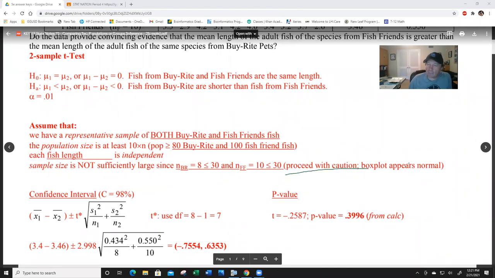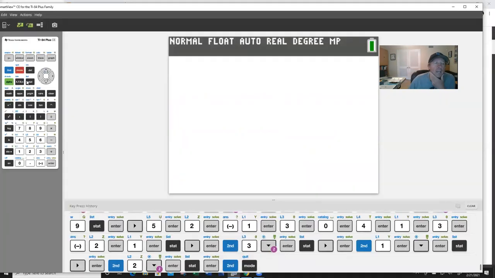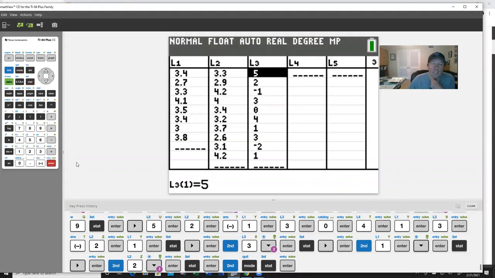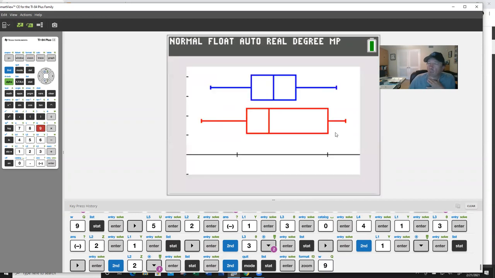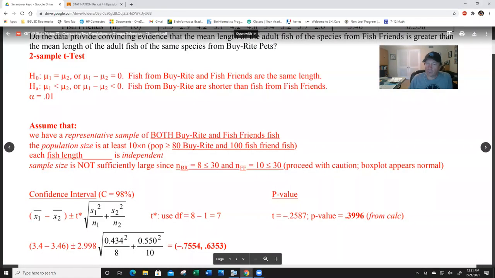But the box plots appear normal. This is what I would do. Let me show you real quick. If I was doing this problem, I would go ahead and type them in L1 and L2. And then I would go ahead and make a box plot of them. And if you notice, they're both relatively normal. They're not perfectly normal, but they're relatively normal. And I would draw those pictures out. What I would do, and please do that on your notes.